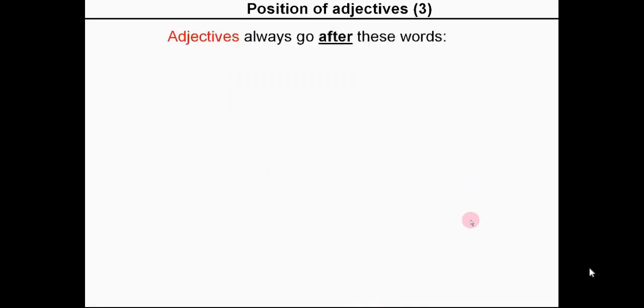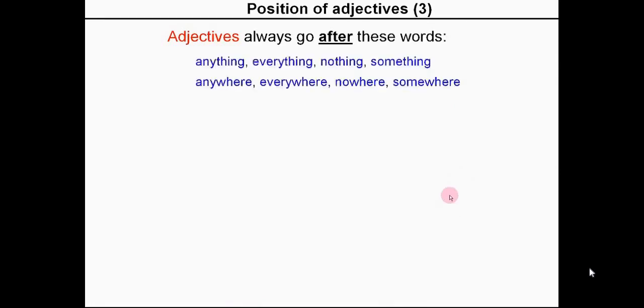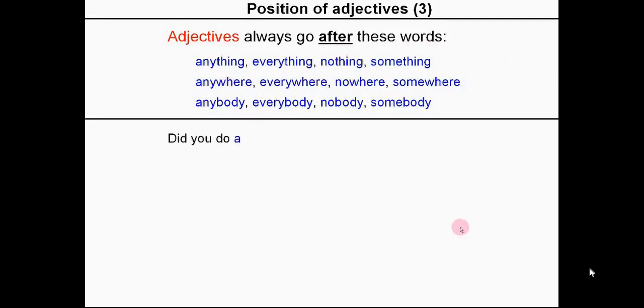And a special case, adjectives always go after these words. Okay, so I'm sure you have all seen these words, and we call them indefinite pronouns. So adjectives go after these words. Here are three examples. Did you do anything exciting yesterday? Anything exciting. So the adjective is after the word anything.